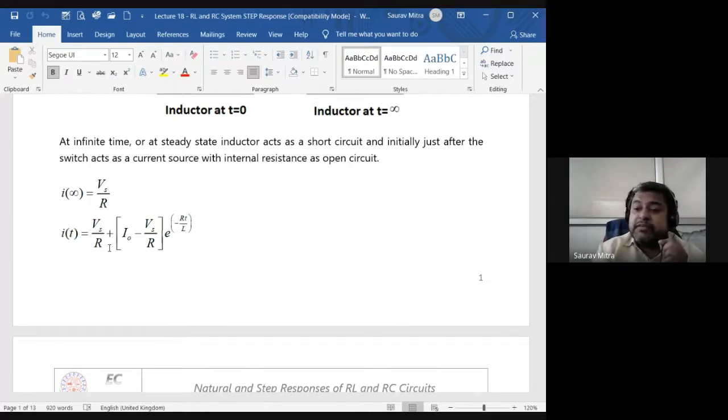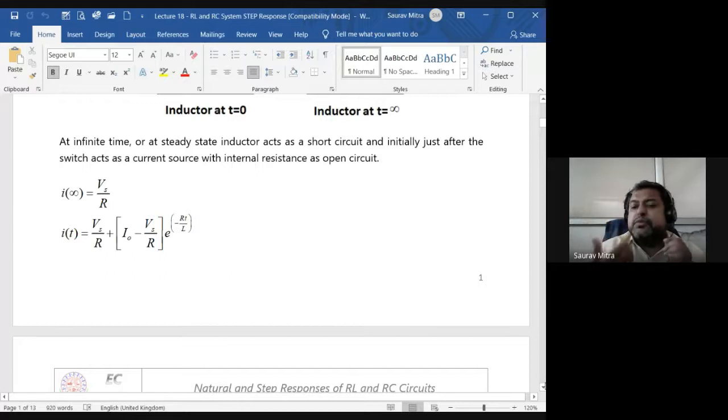R value should be given to you. R value, let's say 5 ohm. I0, the initial current, should also be given to you. That means let's say 2 milliampere, and Vs by R. So Vs is 1, R is equal to 5. So Vs by R is 0.2, and e raised to minus RT by L. So some value of L will be given. So I can give you all these values and I can ask you, write the equation of IT.